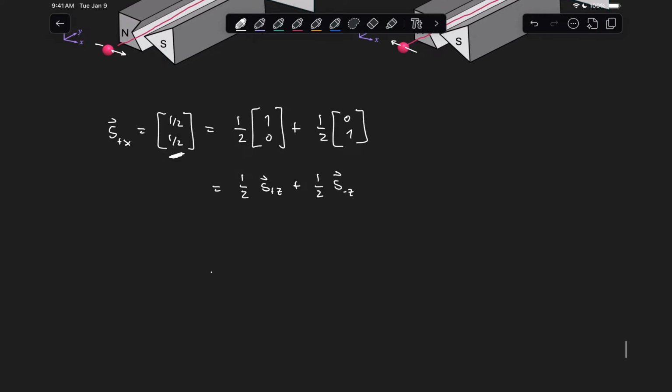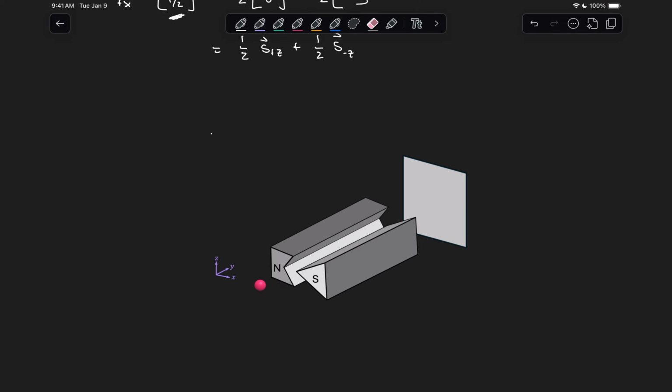But then by symmetry, if we take the experiment where we have rotated the Stern-Gerlach apparatus, and then we use a particle with spin in the plus z direction, we should see the exact same thing we saw when this was rotated 90 degrees, which is that with 50% probability, that electron should deflect to the left, and with 50% probability, it should deflect to the right.